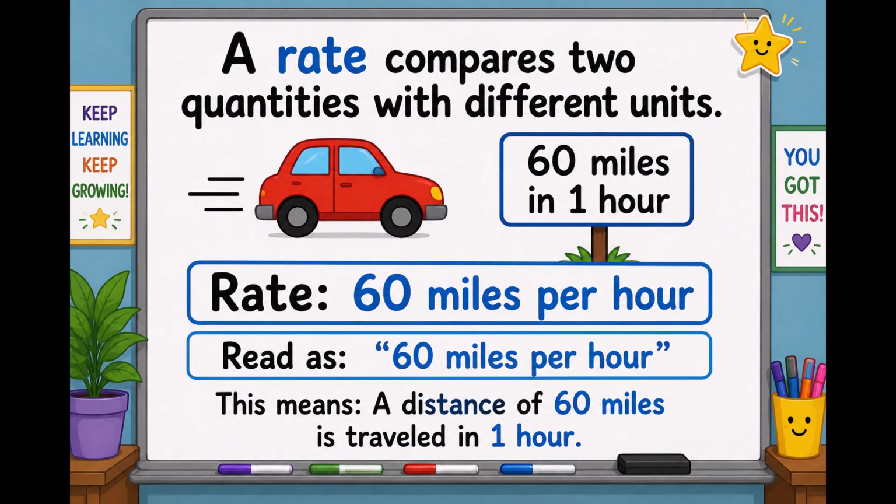So let's remember, a rate compares two quantities, two amounts with different units. The word per means for each. 60 miles per hour means 60 miles are traveled in every hour. Common rates compare miles and hours, dollars and items, or words and minutes.